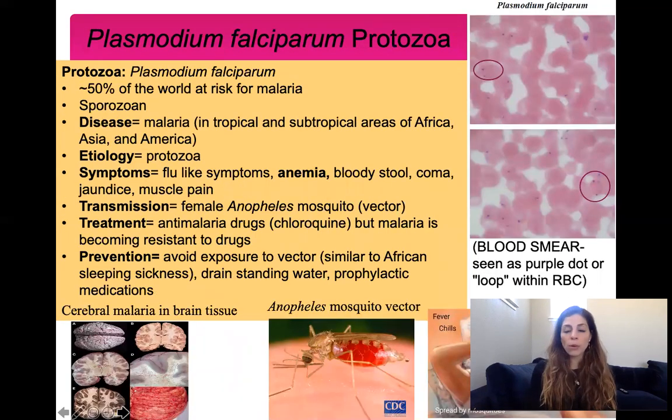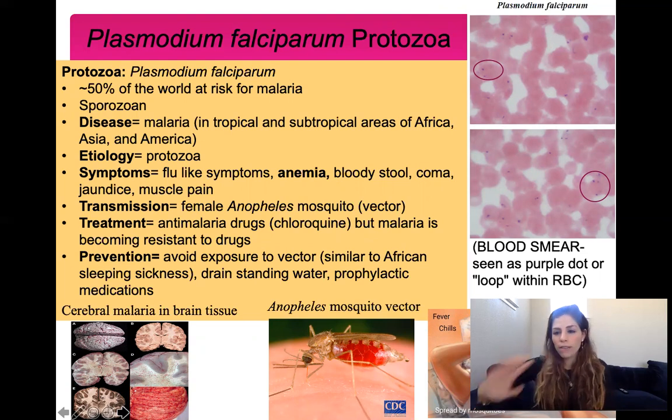The next protozoa, which is very, very common in the world, is Plasmodium falciparum, and this one causes malaria. So Plasmodium causes malaria, and it is a disease that infects over half of the world, and it's very serious in children under 5 years old who get it. We see it in tropical and subtropical areas of Africa, Asia, and America. When I say tropical and subtropical, I typically mean that these areas are very, very warm environments.